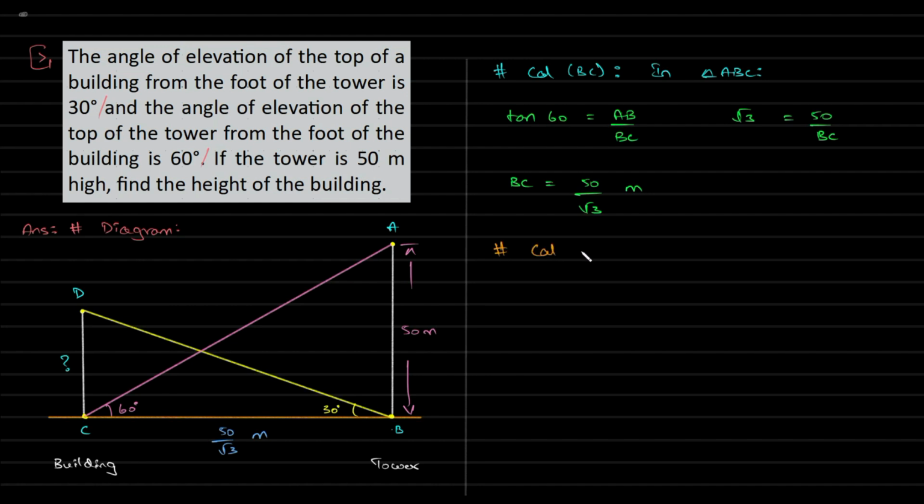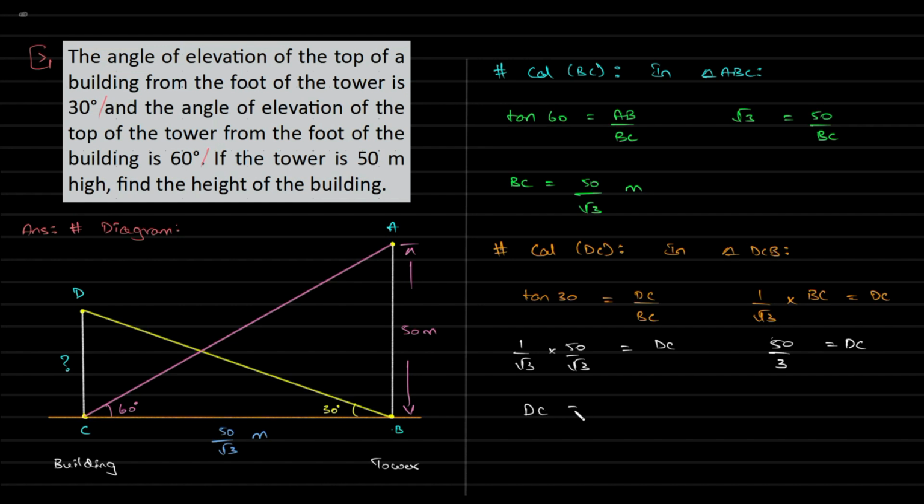Next we'll calculate DC in triangle DCB. That's all. So tan of 30, opposite is DC, adjacent is BC. So this is 1 by root 3 into BC is equal to DC. BC is 50 by root 3. So 1 by root 3 into 50 by root 3 is equal to DC. See, it helped. If I had rationalized, it would have gone bad, because we have root 3 into root 3, that is 50 by 3 is equal to DC.